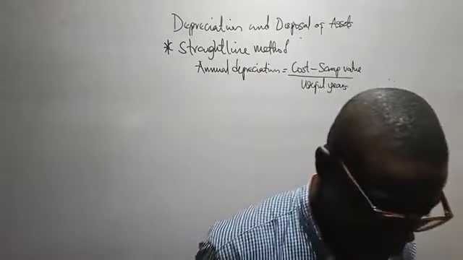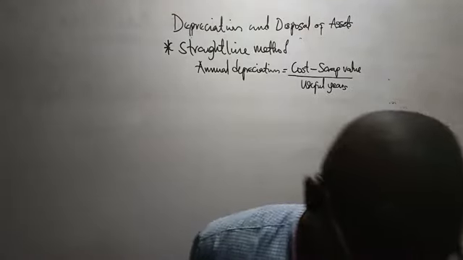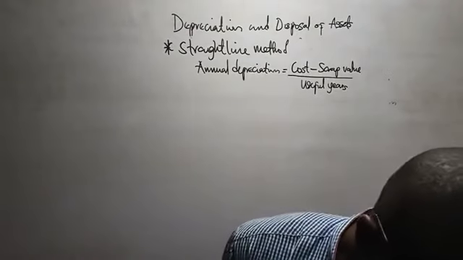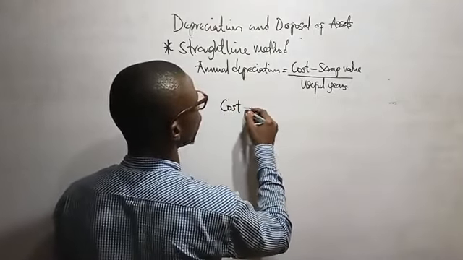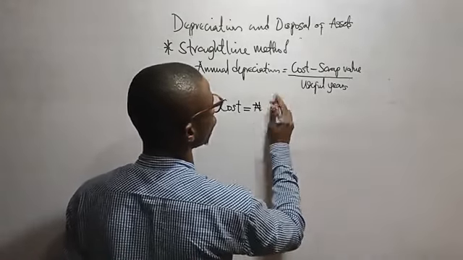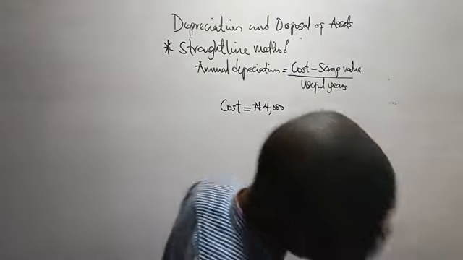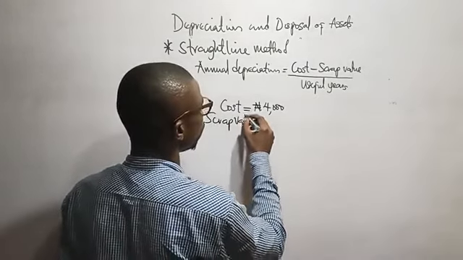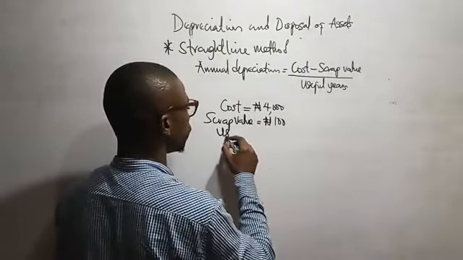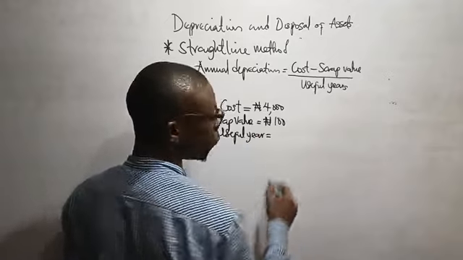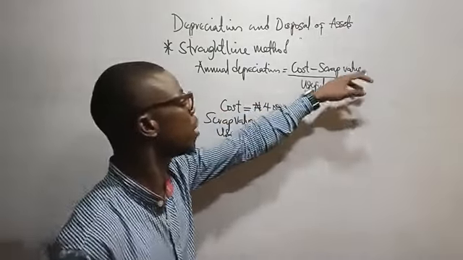So let's look at this question in our material. They said a cost of a motor car is 4,000. The scrap value is estimated as 100 naira, while the estimated useful life is 4 years. Then they say we should calculate the annual depreciation. So from this question, the cost of that asset is 4,000 naira. The scrap value is 100 naira. The useful life is 4 years. Now I want to calculate the annual depreciation, and I've told us that annual depreciation is cost minus scrap value divided by useful life.